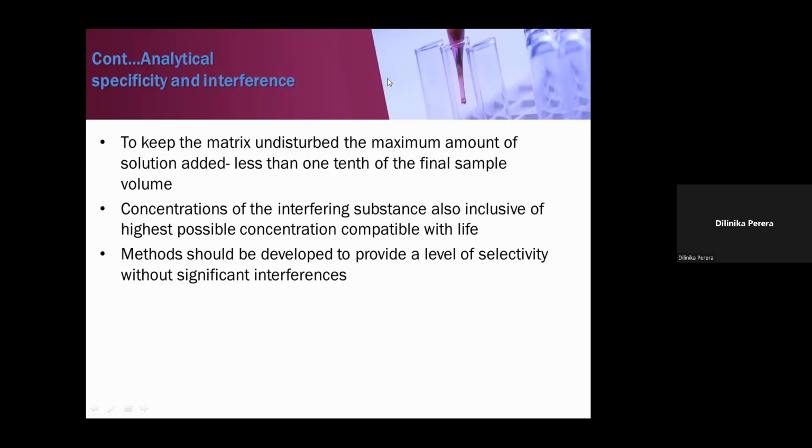When you are selecting the concentration of interfering substances, it is better to select the highest possible concentration compatible with life. We have to select the highest compatible concentration for that analyte. Nowadays, with most techniques, there are very few interferences.